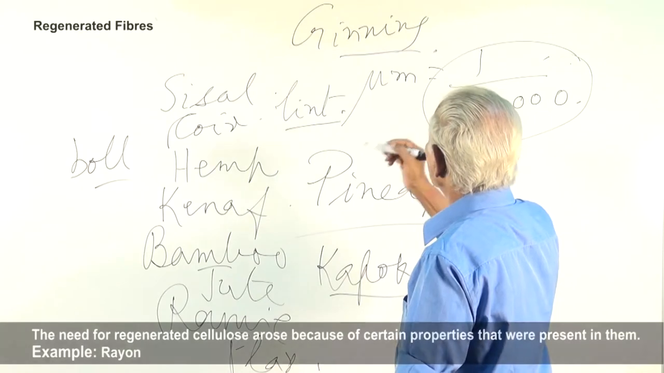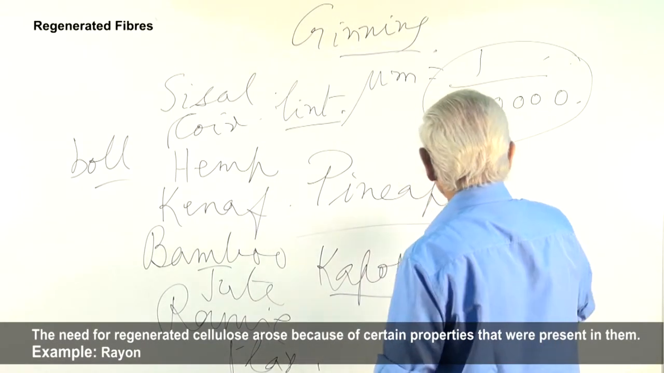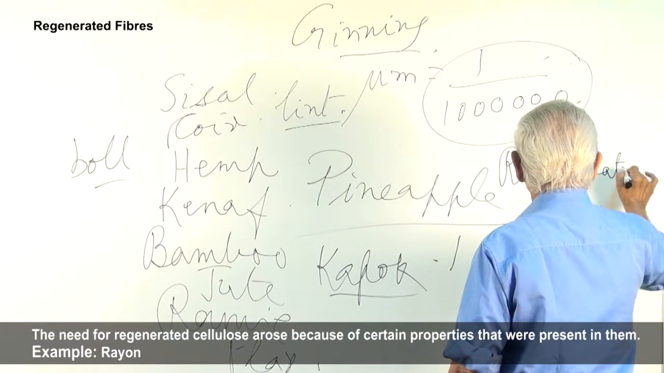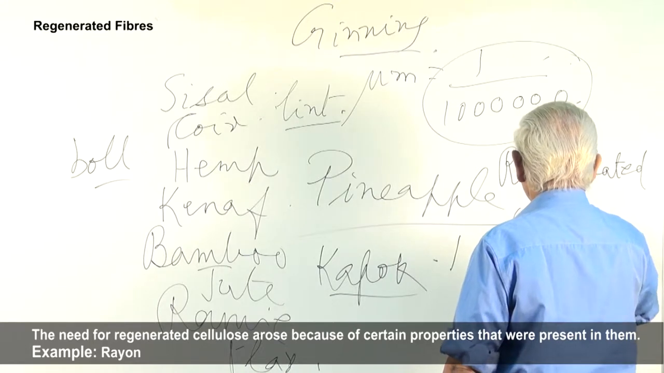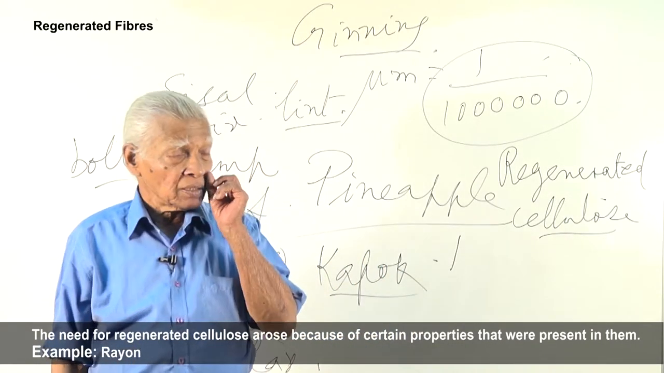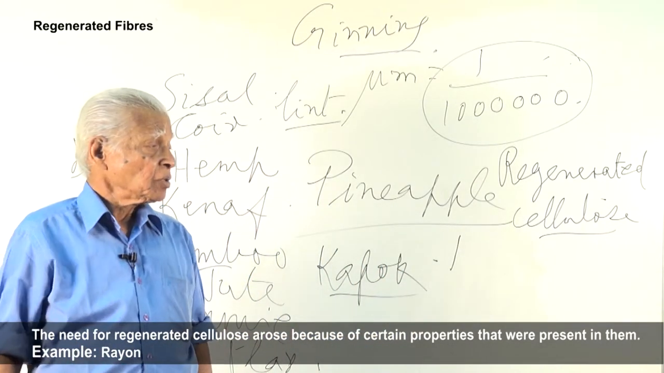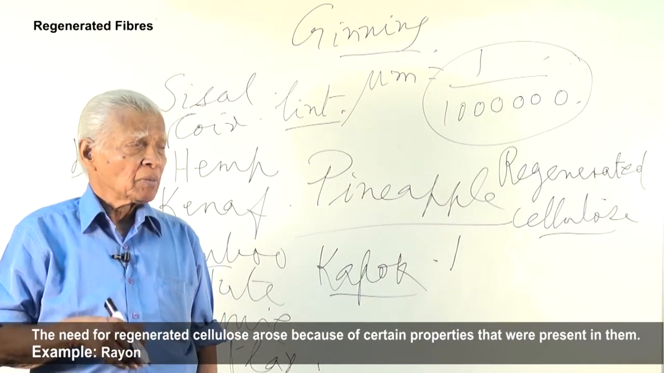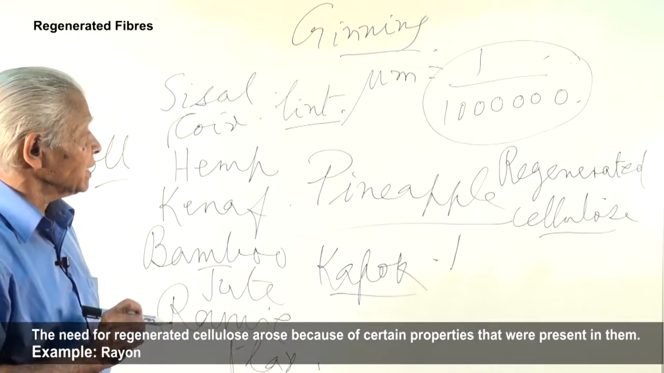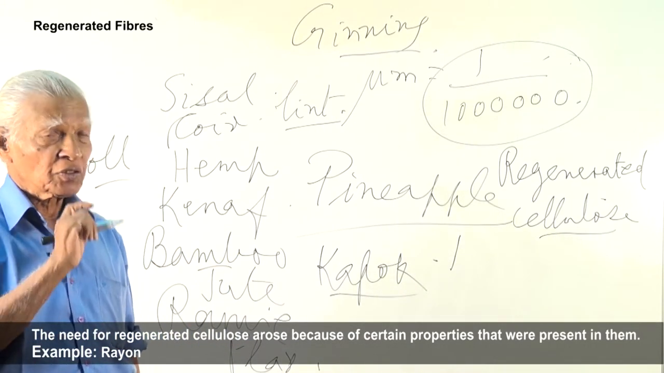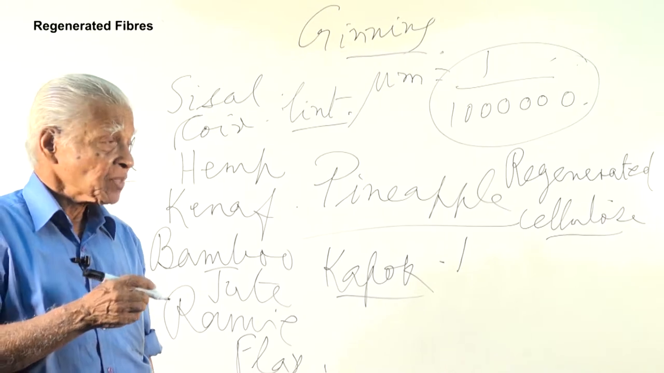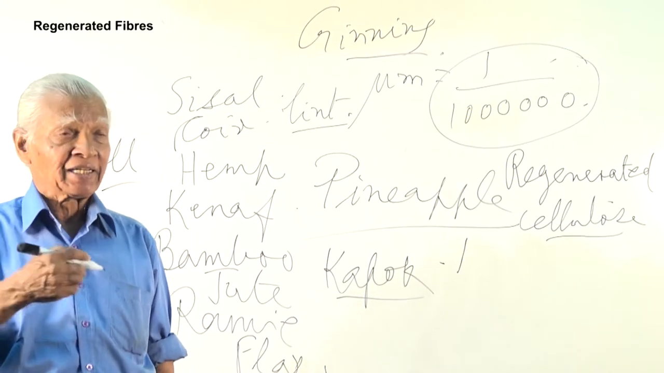Well, we have the regenerated cellulose. The need for regenerated cellulose arose because of certain properties which were present in them. Rayon is a good example of a regenerated cellulosic fiber which is produced from wood pulp. Wood pulp consists of cellulose and then by a process the cellulose is regenerated.